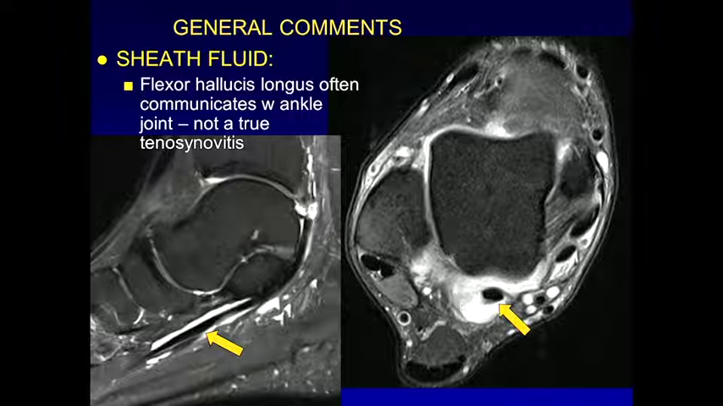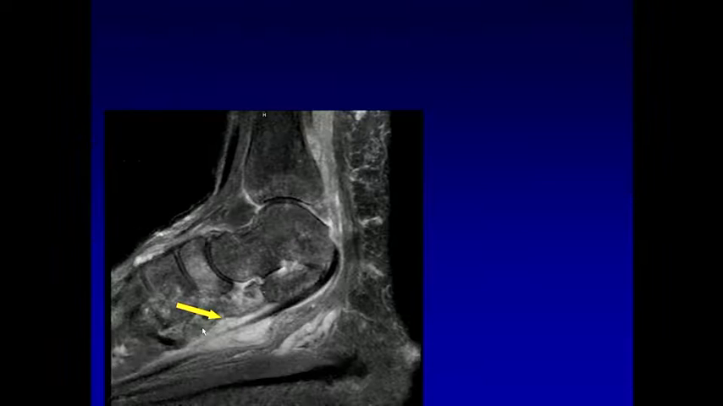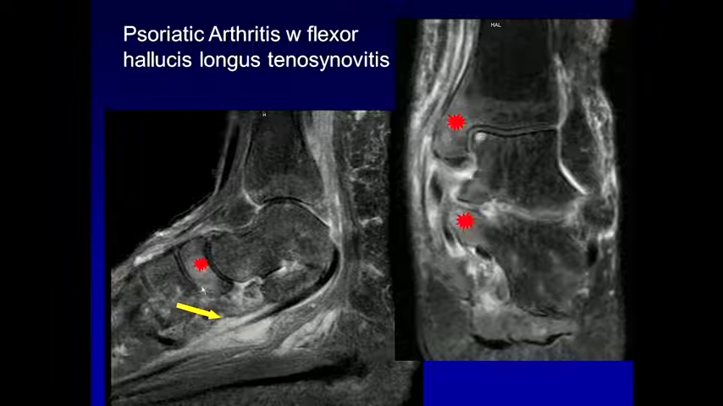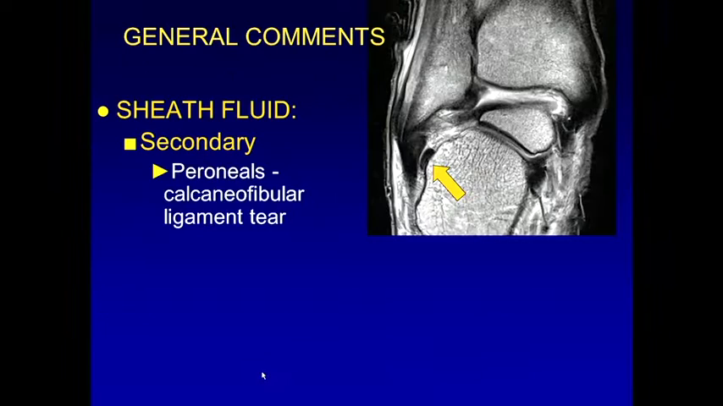The fluid surrounds the tendon, but it's very clean fluid, right? Compare it, for example, to this one. This is a patient with psoriatic arthritis, and we see that the tendon fluid is dirty, the tendon sheath is lobulated, and there are a lot of abnormalities in the bones. There is increased signal in the bone. This is a patient with psoriatic arthritis and true flexor hallucis longus tenosynovitis.